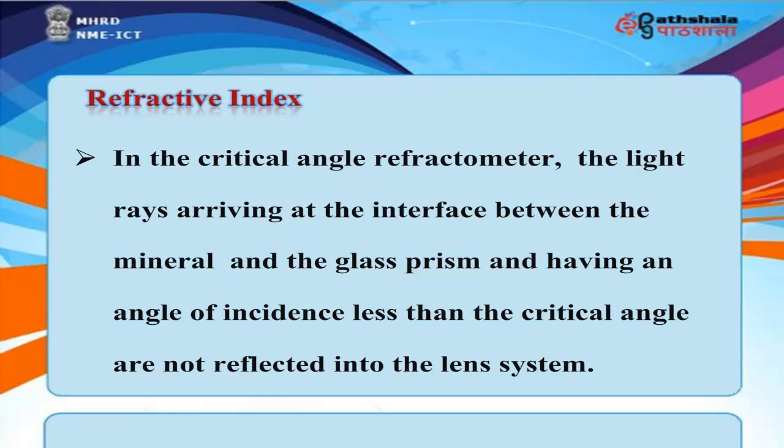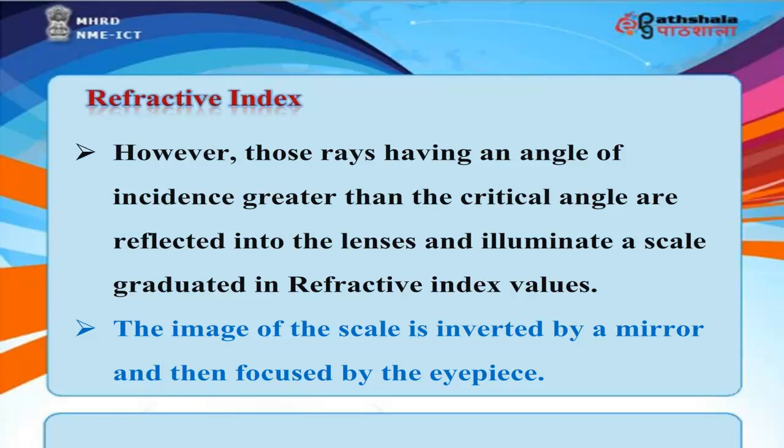In the critical angle refractometer, the light rays arriving at the interface between the mineral and the glass prism, having an angle of incidence less than the critical angle, are not reflected into the lens system. However, those rays having an angle of incidence greater than the critical angle are reflected into the lenses and illuminate a scale graduated in refractive index values.